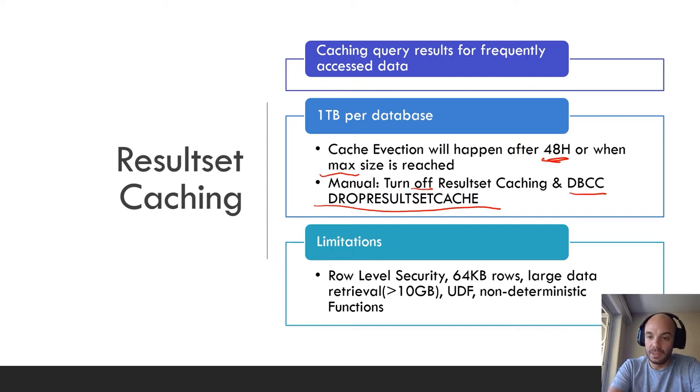There are some limitations to result set caching. You cannot use row level security with result set caching. You cannot use it for rows larger than 64 kilobytes. Large data retrieval, so data of more than 10 gigabytes, will not be stored in result set caching either. You cannot use user defined functions or non-deterministic functions.